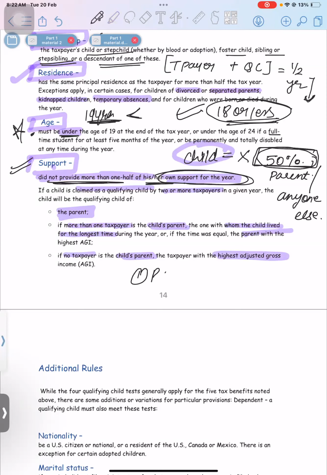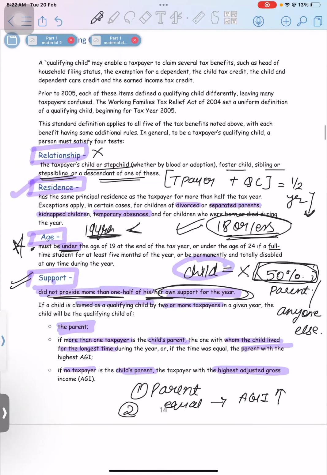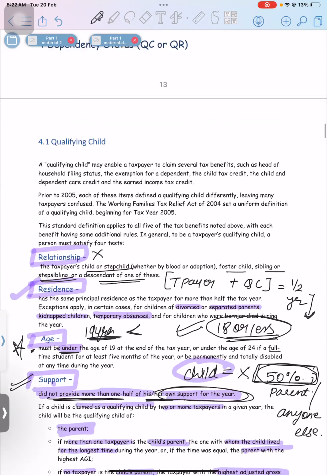The first option is that the parent will be liable to claim the child. Let's say both are parents, mother and father, both divorced, but both want to take the child as a qualifying child. We check with whom the child spent more time. Let's say the child spent equal time with both. Then the next step is AGI. Whoever's AGI is highest will claim the child as a qualifying child. Clear, guys? So this is the rule for a qualifying child.